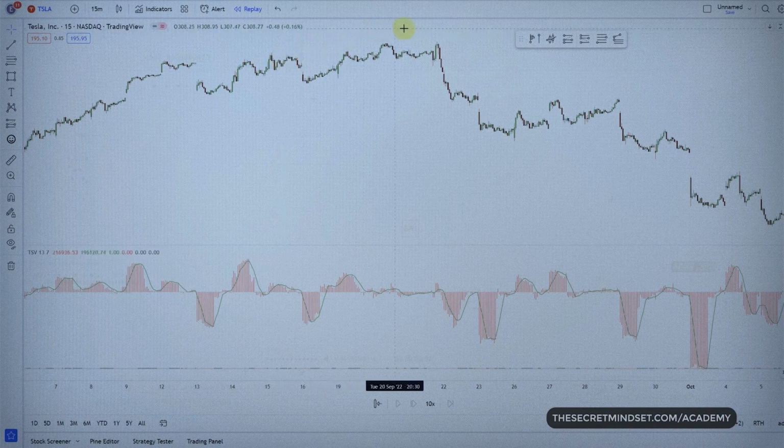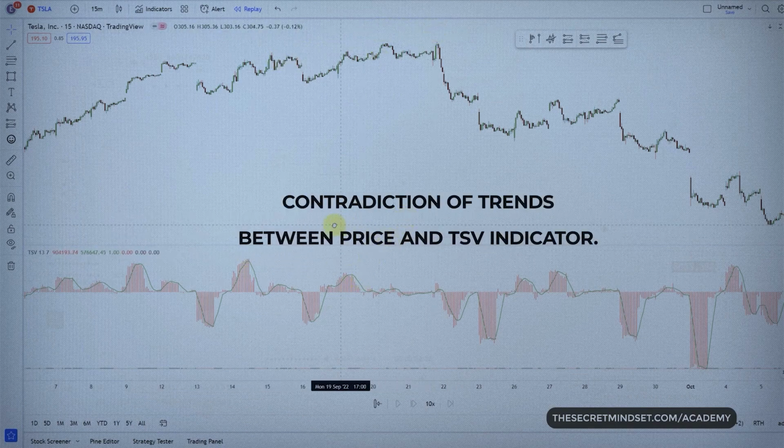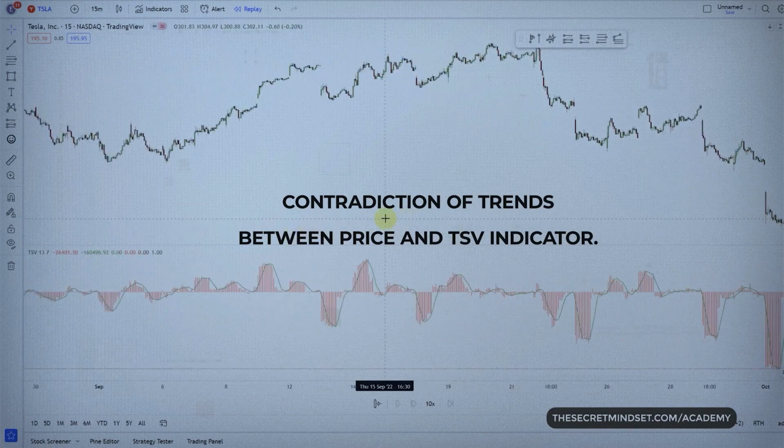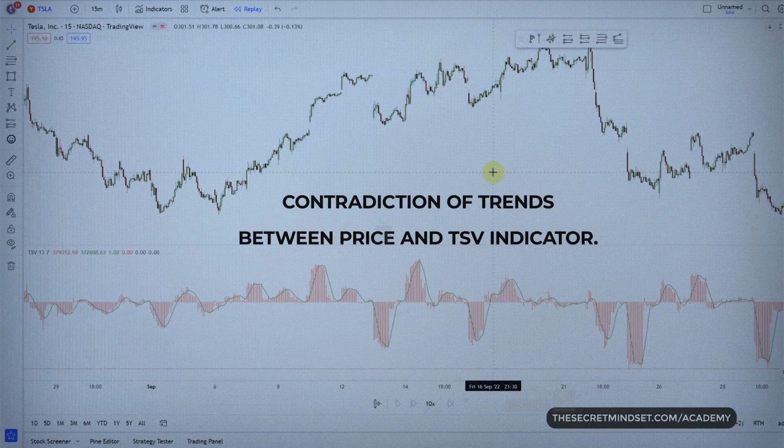The most important aspect to look for when reading the TSV is a contradiction of trends between price and the indicator. You look for positive or negative divergences between price and TSV in order to determine potential tops and bottoms.